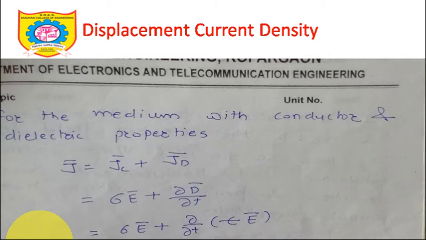For a mixed medium which consists of conductor as well as dielectric, both terms will come into the picture, JC bar plus JD bar. You already know JC bar can be written as sigma E bar, and JD bar can be written as dou D bar by dou T, where D bar is epsilon E bar. Finally we came to this step: sigma E bar plus dou by dou T of epsilon E bar. This expression for J bar is valid if a medium contains conductor as well as dielectric properties.